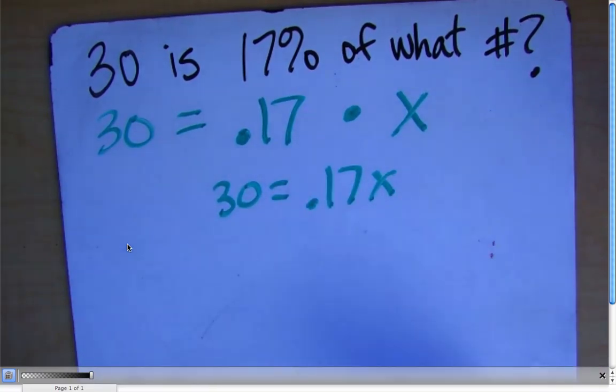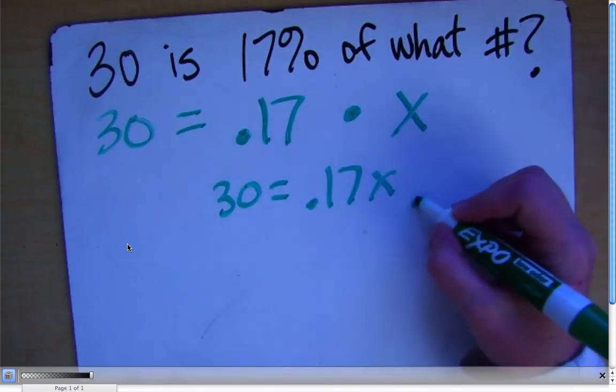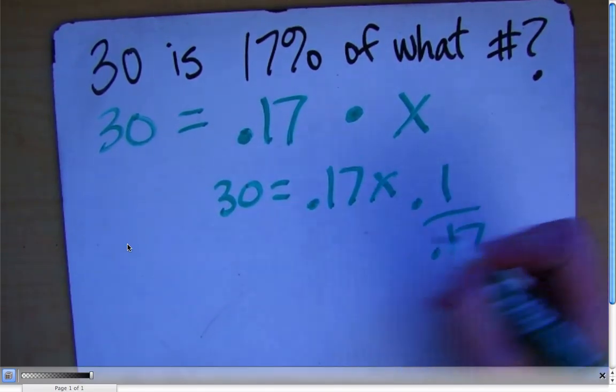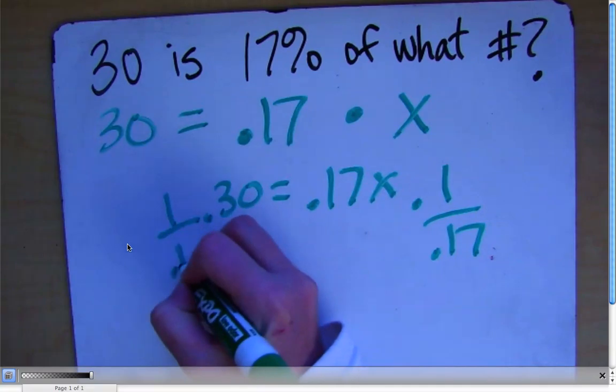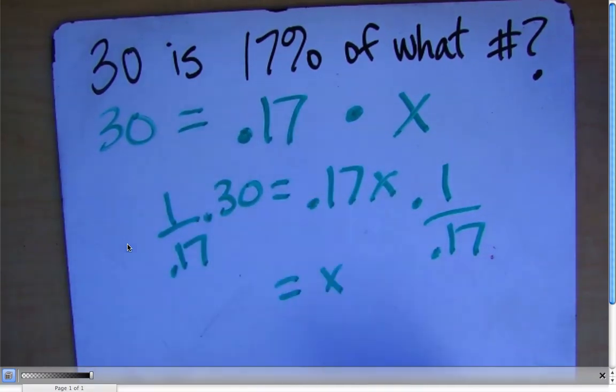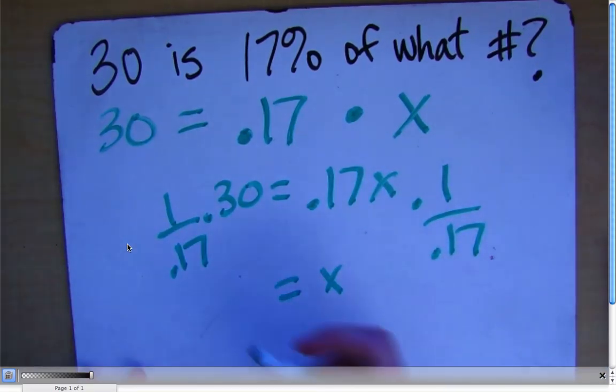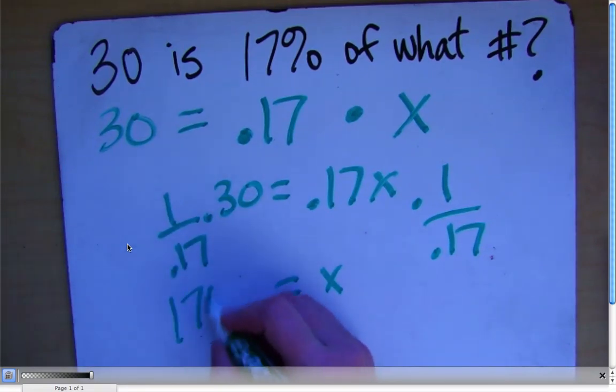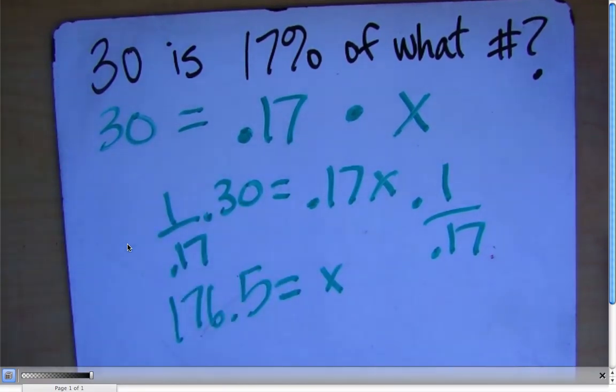In this one, my x is not isolated, so you're going to need to solve it like you normally would. So I'm going to do 1 over 0.17, 1 over 0.17. So x would equal 30 divided by 0.17. So what I'm punching in my calculator is 30 divided by 0.17. And if I round it off, I get approximately 176.5. Alright, so that's that method.